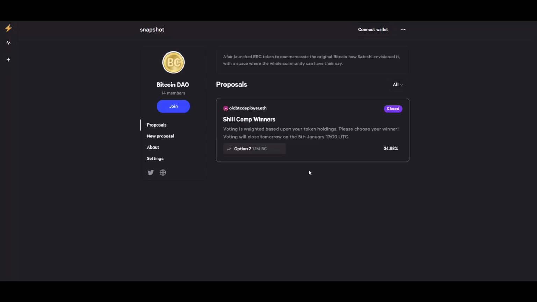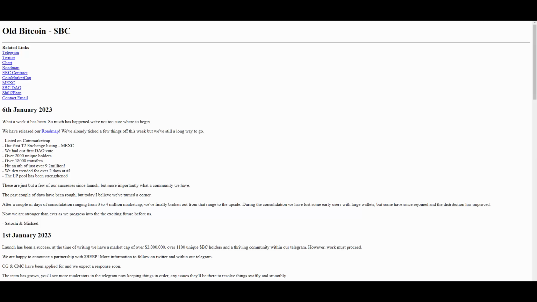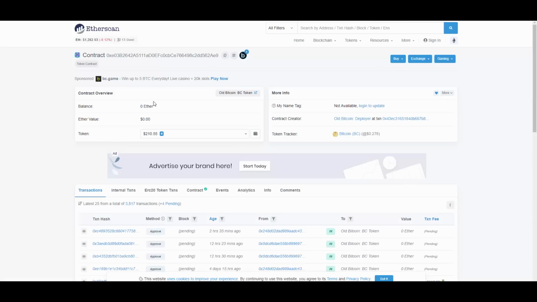We have the DAO, which is pretty cool. They have the proposals and all of that. So it's really nice to see that the community has an active part in the project's life. And last but not least, they also have this tracker updated here on the Etherscan. They have the logo, they have even the price tracking. So that's another major achievement.